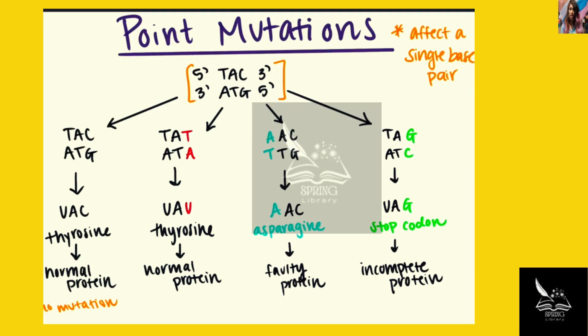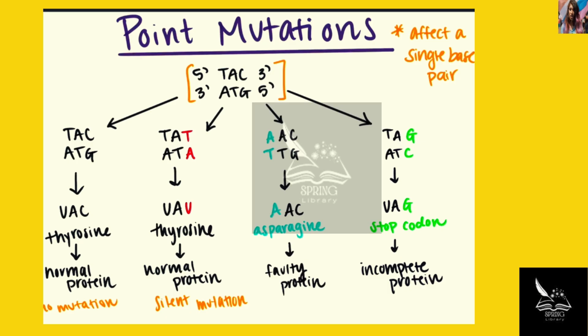All right, and then next we're going to look at this one here, the second one, where it normally would be TAC, it is now TAT, and as a result, you're going to have ATA going 3' to 5'. So your mRNA is going to be UAU, which is tyrosine again, and so in this example, this would be a silent mutation. And this is because there's no effect on the protein sequence, because you're going to encode a normal protein.